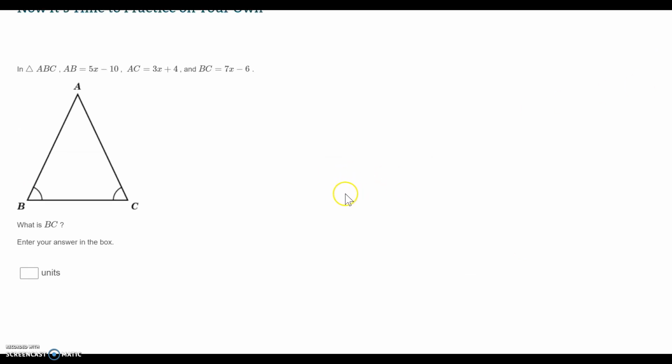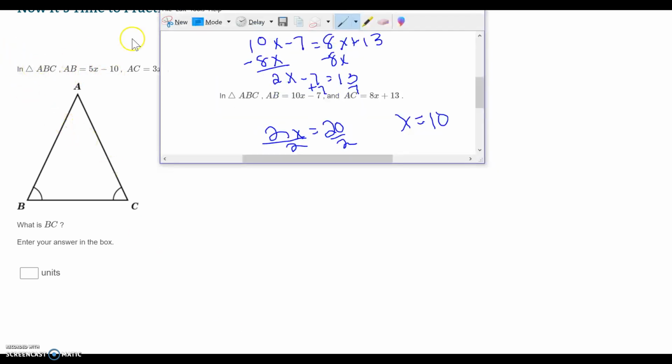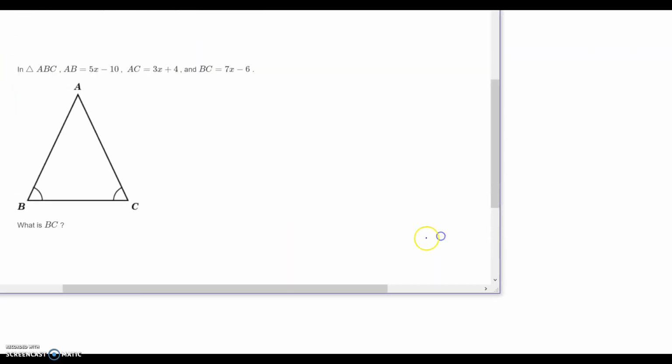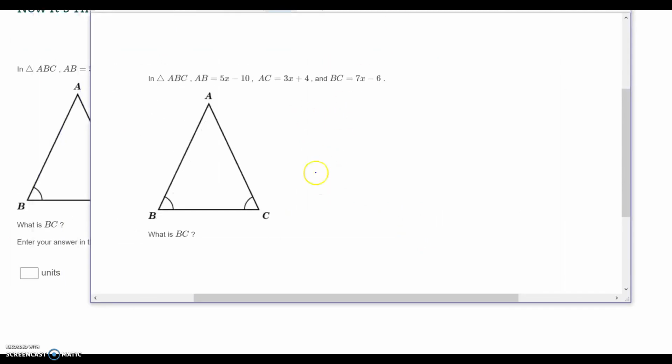Alright, ABC is an isosceles triangle. The base angles are equal. That means the sides are equal. So AC is 3x plus 4, and AB is 5x minus 10. So we have to set those equal to each other and find x. So then we can plug in x to find BC.